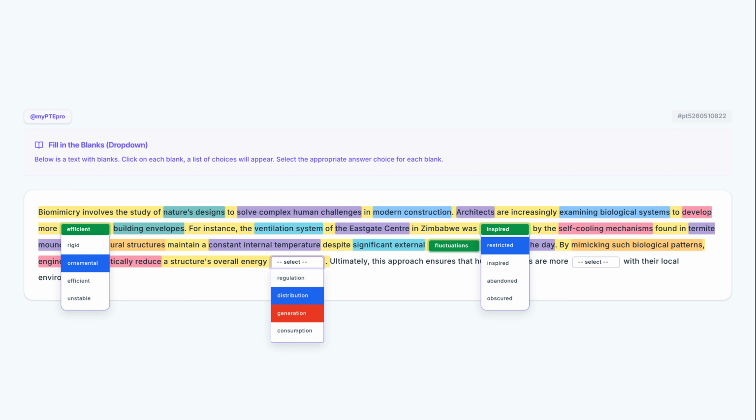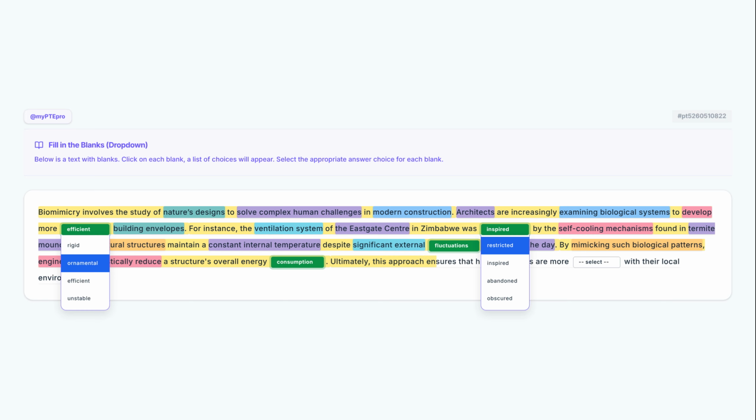By mimicking nature, the goal is to drastically reduce the amount of power needed, leading to more sustainable and efficient operations. Correct. In the context of overall energy, the word consumption is the most appropriate collocation to describe the total amount of energy a building uses. The goal of using biological patterns like self-cooling is to drastically reduce this usage. While regulation or distribution are parts of energy management, the passage highlights a significant reduction in the total amount used, making consumption the logically correct fit.